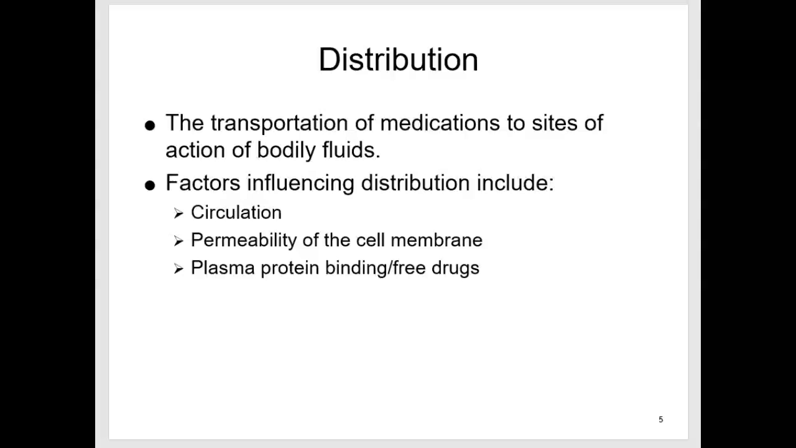Secondly, permeability of the cell membrane. The medication must be able to pass through tissue and membranes to reach its target area. Medications that are lipid soluble or have transport systems can cross the blood-brain barrier and the placenta. Thirdly, plasma protein binding. Medications compete for protein binding sites within the bloodstream, primarily albumin.